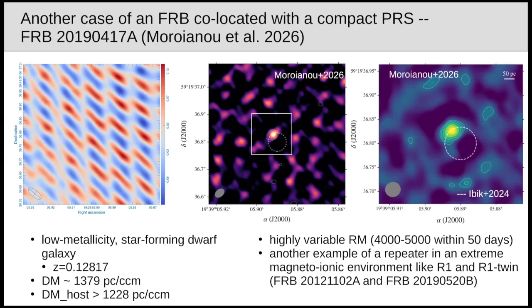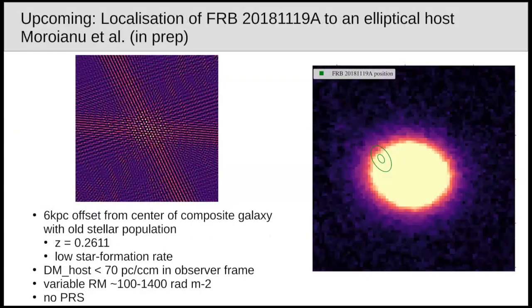Also here, another one of those sources with a variable RM, so it actually went down by 1,000 units within 50 days. And it seems to be sort of similar to R1 and the R1 twin. So, there's some trend going on here. And this is something that has not yet been published.